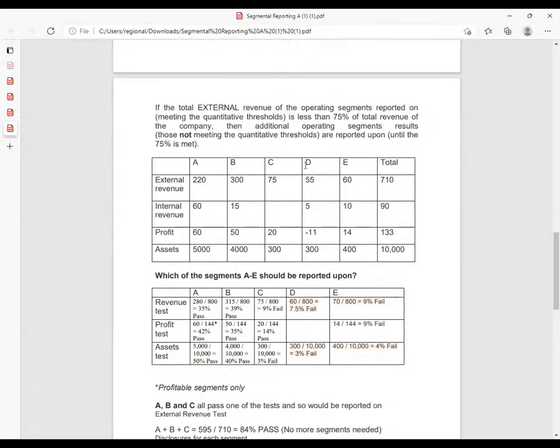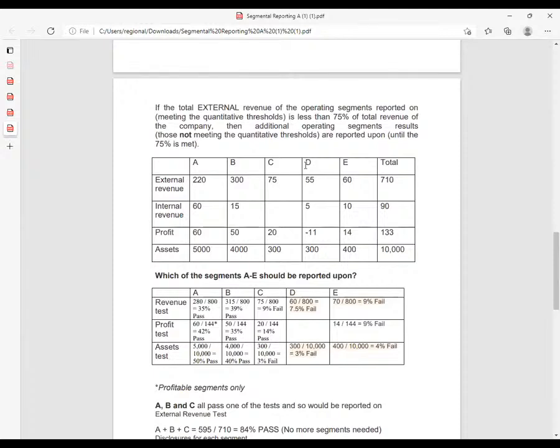I've got 5 departments being presented to me. I have external revenues and the internal revenues. Then I have profits. I have assets there. So I would want us, ladies and gentlemen, to do this pass test. Are we going to have A going in, ladies and gentlemen, as a segment, or in this case here, a useless thing, a very small segment?